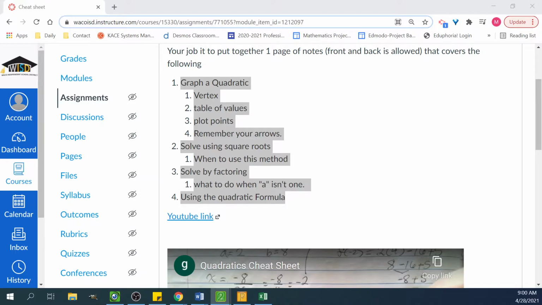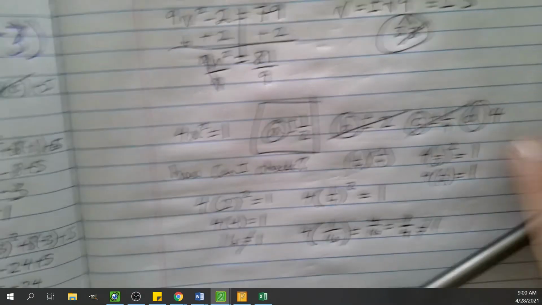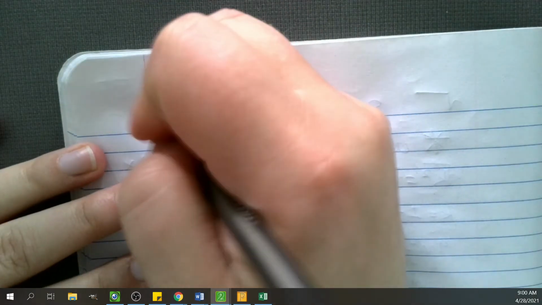Okay, have we talked about using square roots to solve? Do you know how to identify when to use it? Okay, are we ready to discuss factoring? Okay. I'm going to flip the page just because I don't have a lot of room here. Okay, so we're going to do factoring.